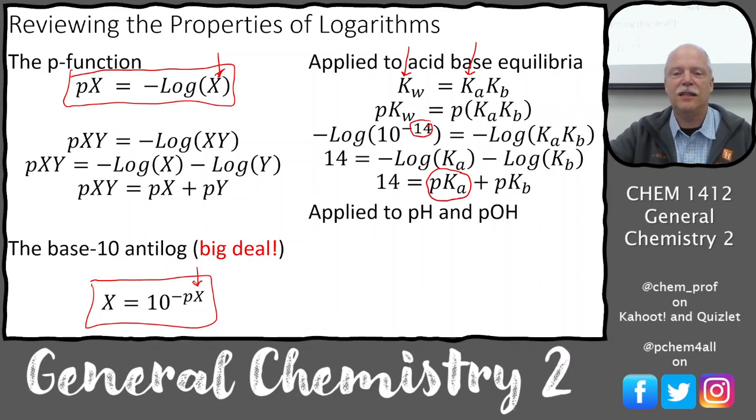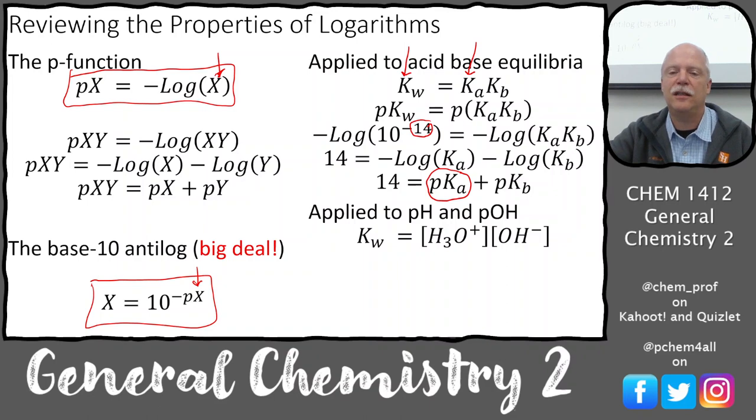Let's apply this logarithmic stuff to the pH and the pOH. So here's the Kw equation, the autoionization constant for water. And it's this relationship between hydronium ion and hydroxide ion. And that's the seesaw. If one goes up, the other goes down, because the product equals a constant.